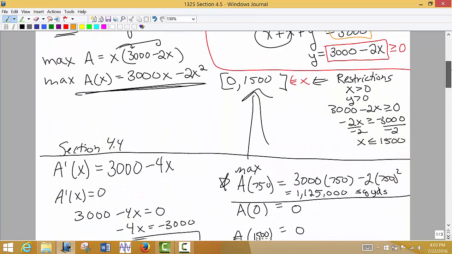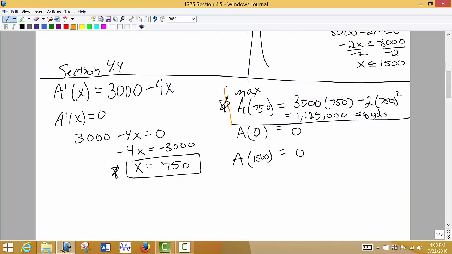All right, so our maximum area is 1,125,000 square yards if the width of our rectangular fencing is 750 yards and the length is 1500 yards.